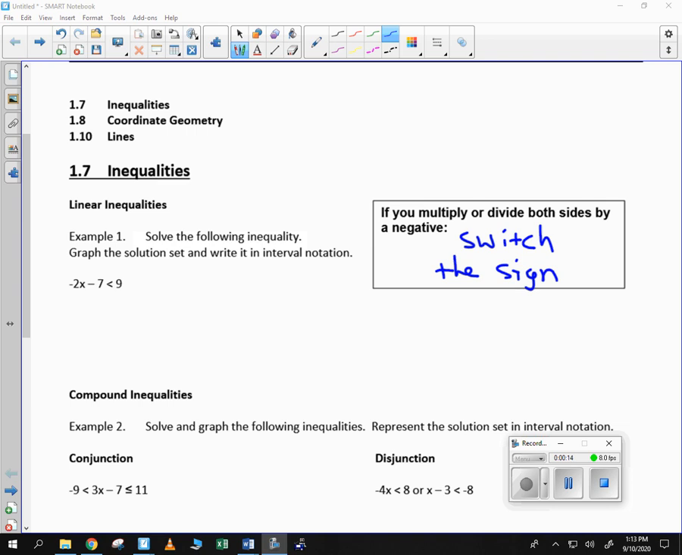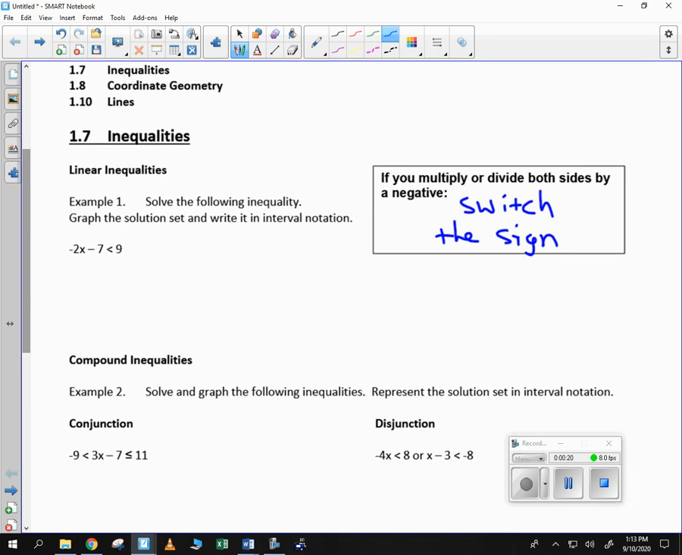So we're dealing with inequalities, and we're going to start by talking about linear inequalities. We solve them very intuitively, like you would equations. Negative 2x is less than 16. And when we divide by a negative, you have to remember that you must switch the sign.